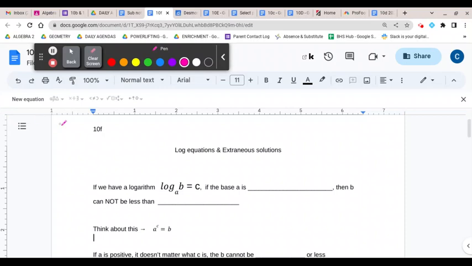So if we have a logarithm, log base a of b equals c, if the base a is positive, then b cannot be less than 0. And it can't equal 0 either. I should put that there.